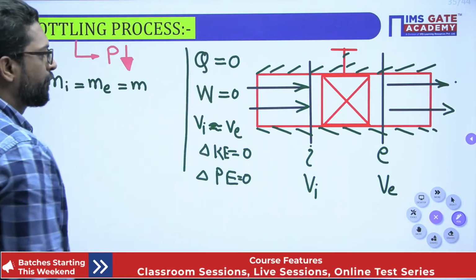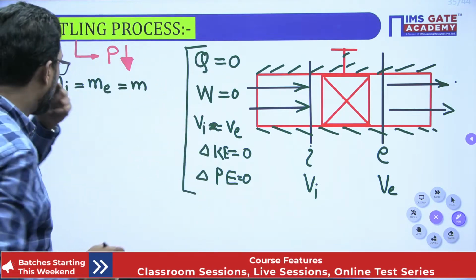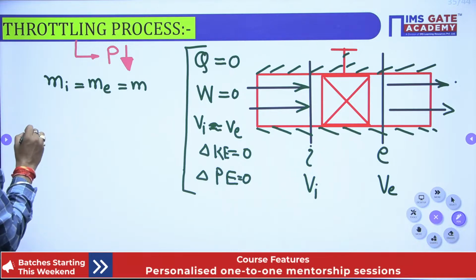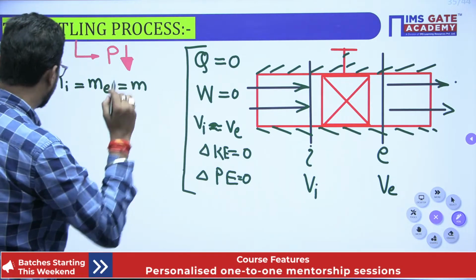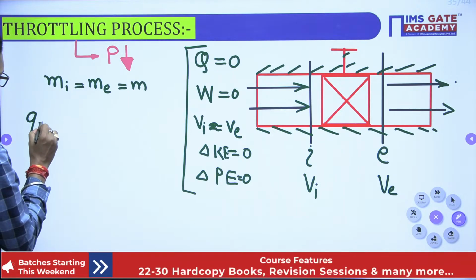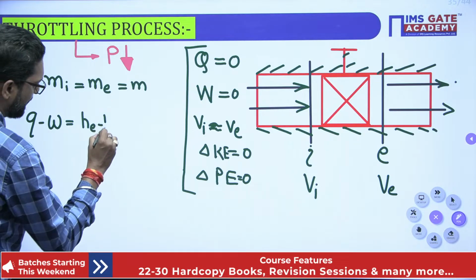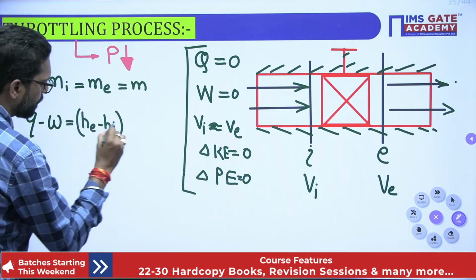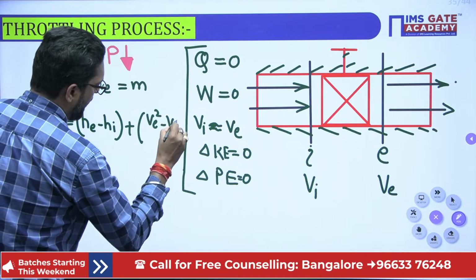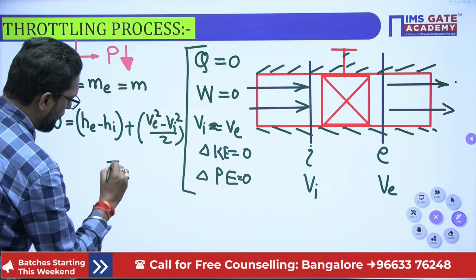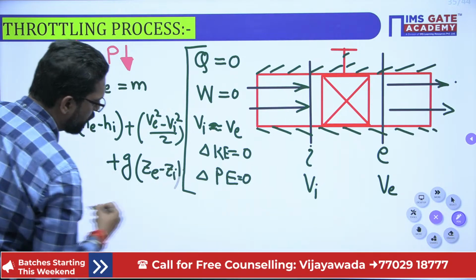So these are the few parameters which we have to consider. So what is the energy balance? We know that the energy balance on a per unit mass basis is Q minus W is equal to HE minus HI plus (VE square minus VI square) by 2 plus ZE minus ZI. Okay, no problem at all.